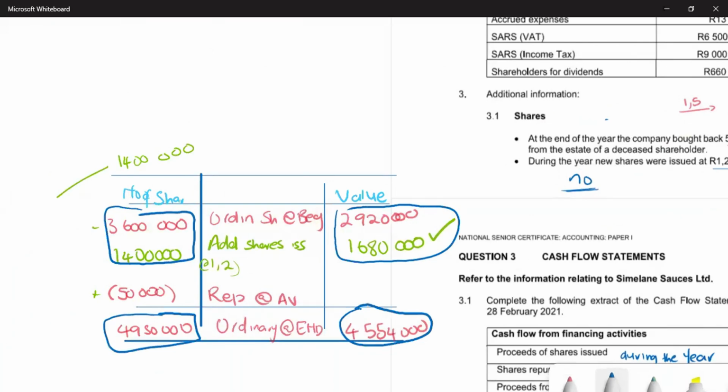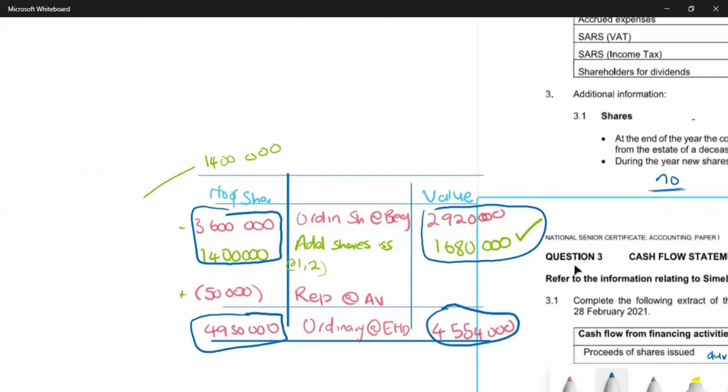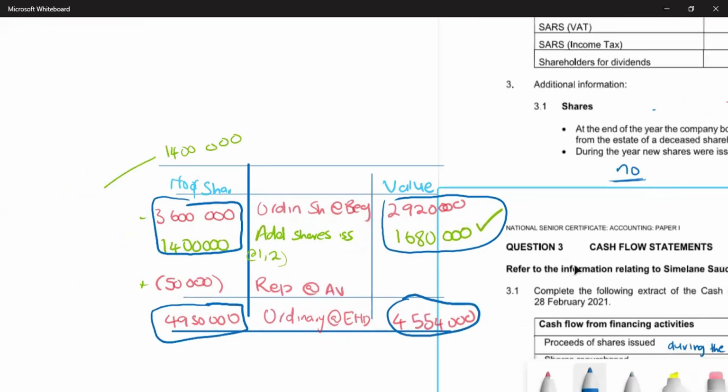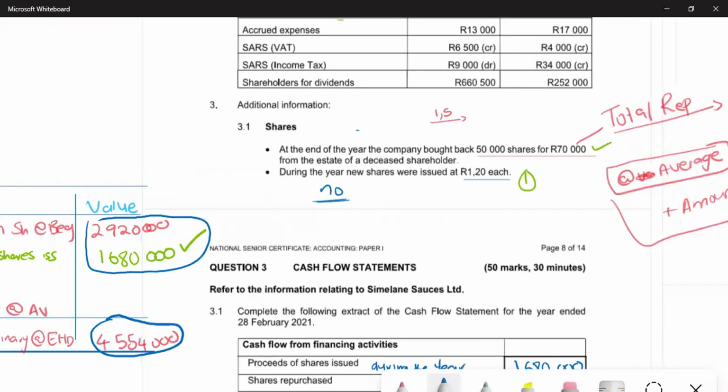And after you determine that average price, let's try and calculate it in this instance. Let me just take 4,554,000 divided by 4,950,000, which is 0.92. Let's say 0.92. This is just an example. So you would have taken this average price plus this amount above average to get your total repurchase price, which would be 2.42. And this 2.42, you would have multiplied by the number of shares which were repurchased, which are 50,000, and you would have gotten your total repurchase value.